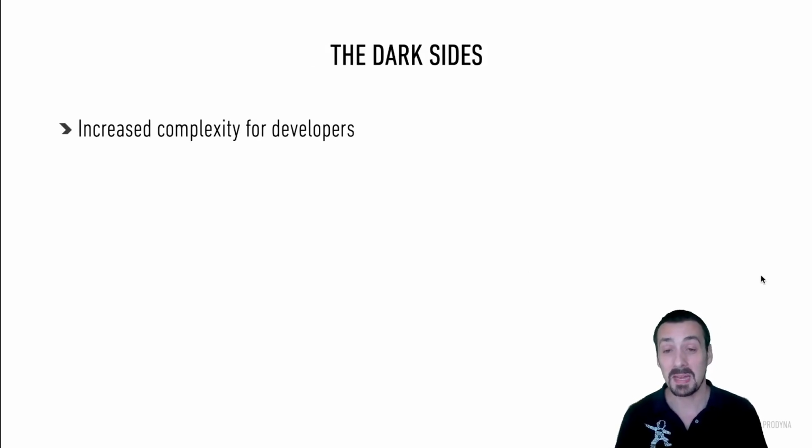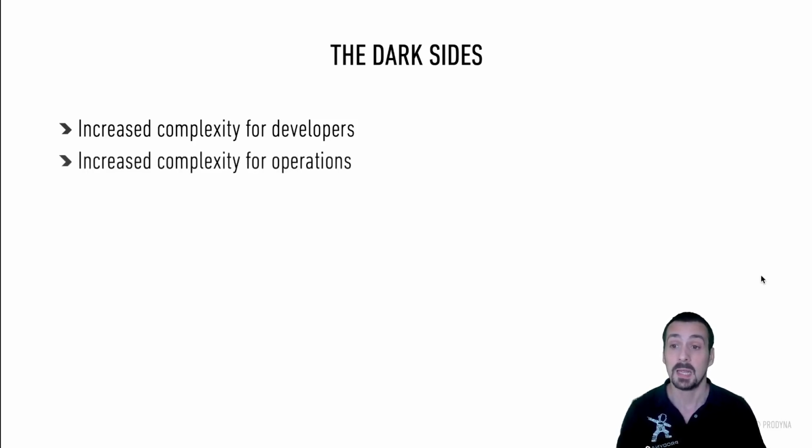So there are many dark sides of developing microservices. For one, the developer has to deal with a lot of new things, and it becomes more and more complex because now he doesn't only have to care about his code and his application, but he also has to care about infrastructure components, because now the network is part of the software architecture.